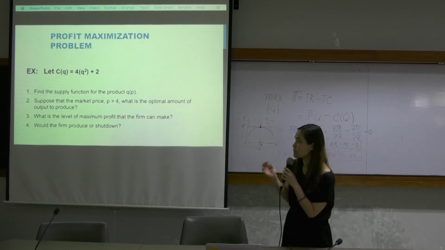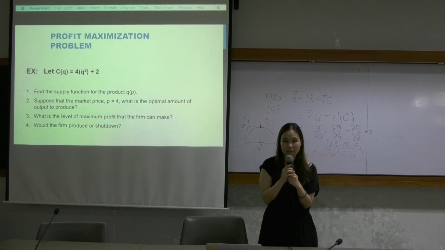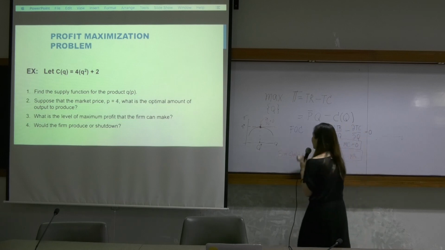We are going to try to derive the firm's supply function, and suppose that the market price is $4. What would be the optimal level of output, and what would be the profit that the firm makes? And the very important question: should the firm shut down or not shut down?